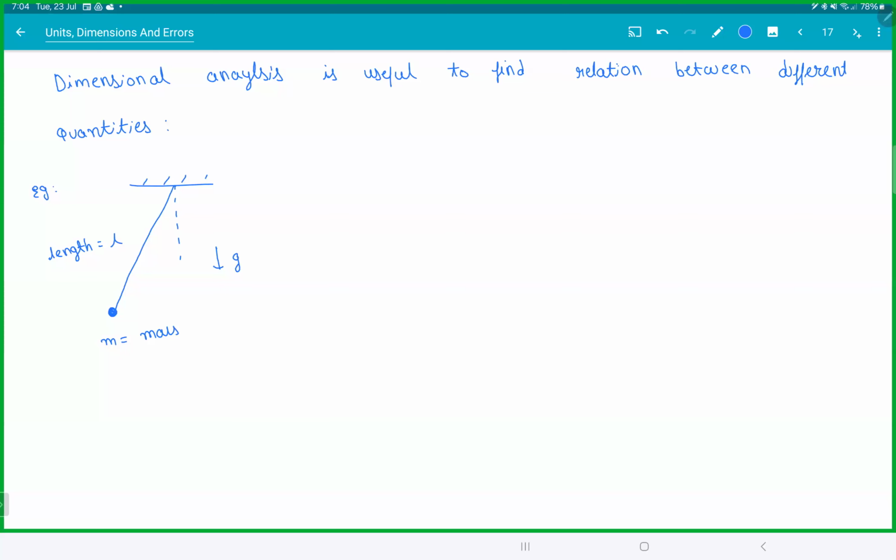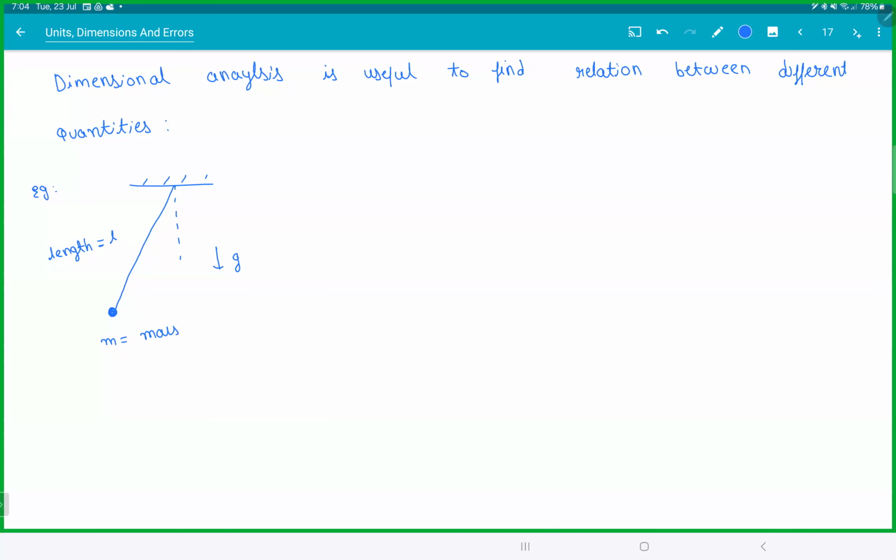Now tell me one thing, when you see this, don't you get a feeling that if the length is more, it should take more time to oscillate? If the mass is more, maybe it should come down much faster. You're getting it? So maybe, we don't know, we are getting a feeling this will depend on mass, length, and gravity, but we don't know exactly how they are related to each other. You're getting it? So let's say you do an experiment.